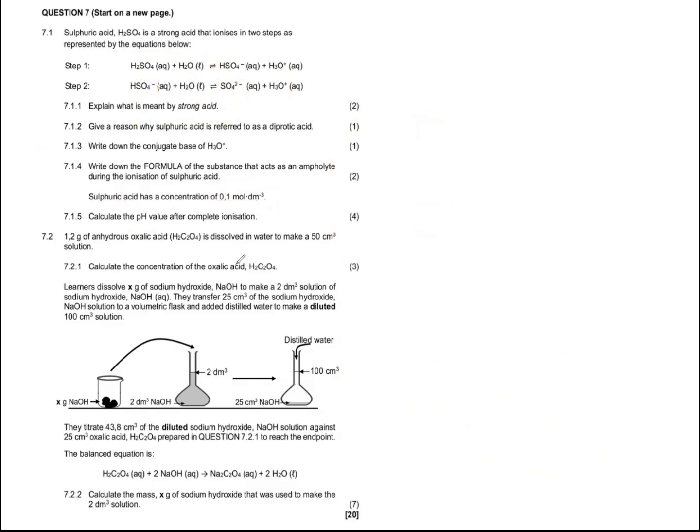Then calculate the concentration of the oxalic acid. Now, obviously, this is a basic question. If it's 3 marks, it's the formula, substitution into the formula, and the correct answer. What are we given? 1.2 gram of anhydrous oxalic acid is dissolved in water to make 50 centimeter cube, which is not in the desired SI unit, of solution. Then calculate the concentration. So 7.2.1.